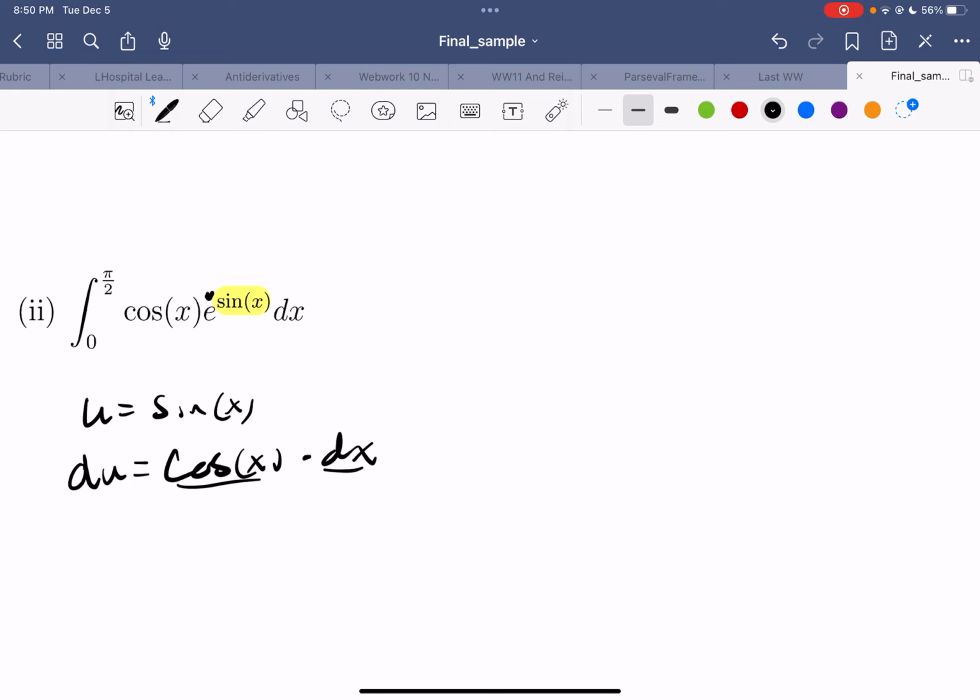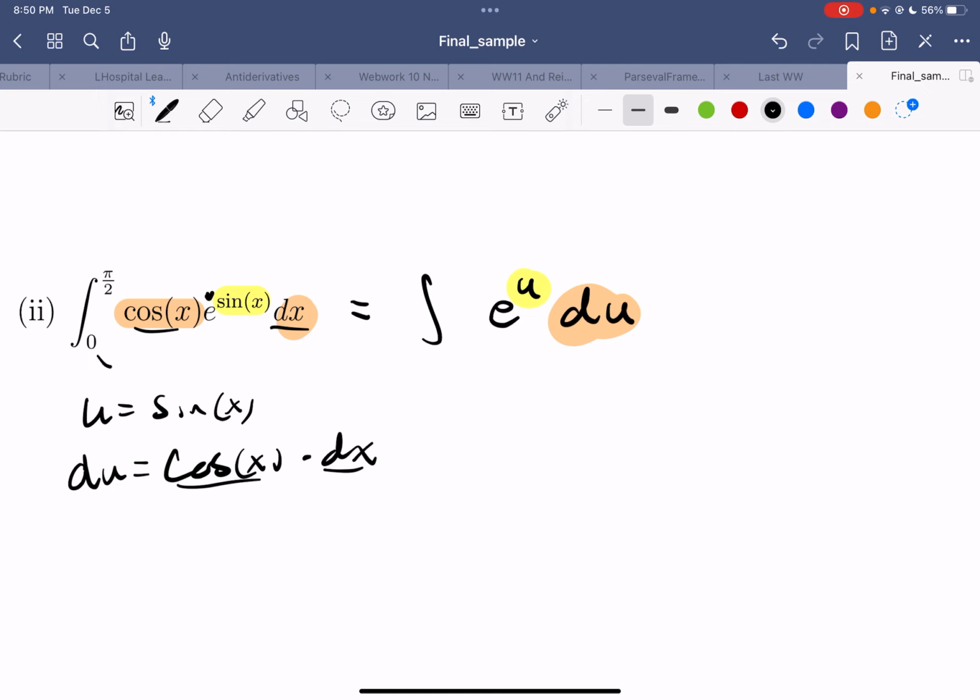And what do you know? Cosine x times dx, that shows up right there. So this is equal to e to the u du. So this u is sine x, and this du is the dx times the cosine x.